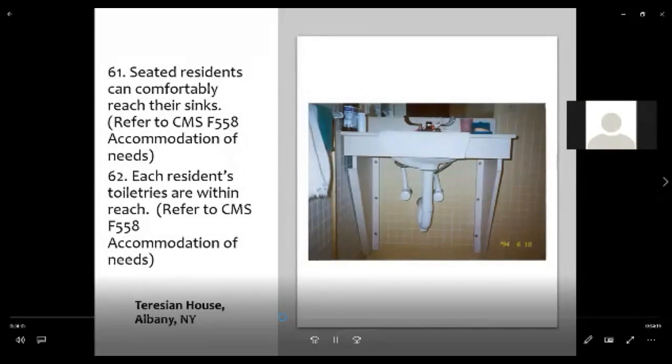Each resident's toiletries are within reach. You know, that tells you why in the world would we add that to the artifacts tool? Sadly, it tells you that that's just not always the case. So very, very important that when a resident puts their toothpaste down somewhere or in a drawer, that they put it where they want it and we don't disturb it.